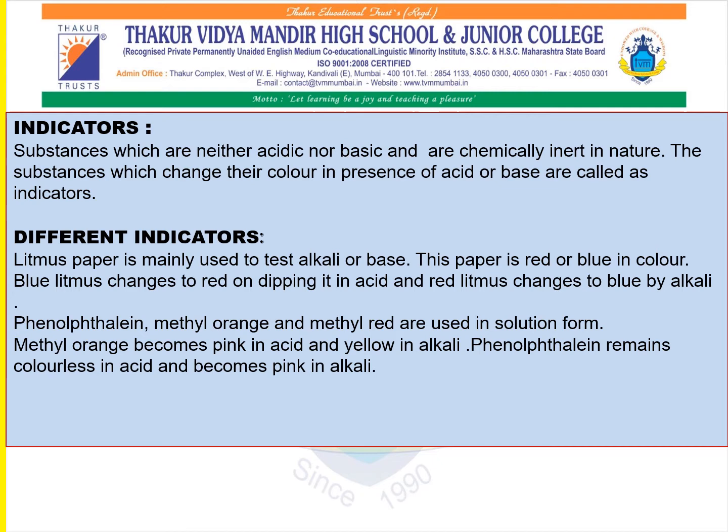Different indicators. Litmus paper is mainly used to test alkali or base. This paper is red or blue in color. Blue litmus changes to red on dipping in the acid, and red litmus changes to blue by dipping in alkali. Phenolphthalein, methyl orange, and methyl red are used in the solution form. Methyl orange becomes pink in acid and yellow in alkali. Phenolphthalein remains colorless in acid and becomes pink in alkali.